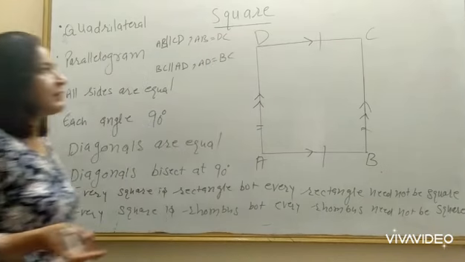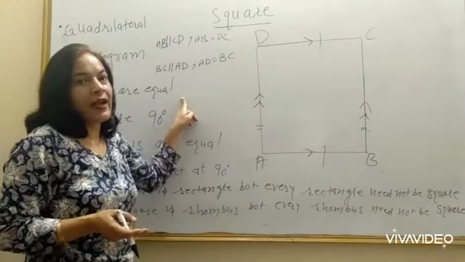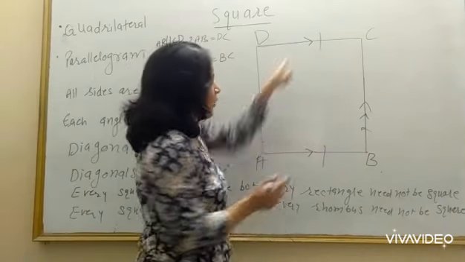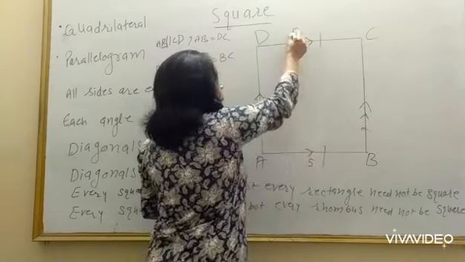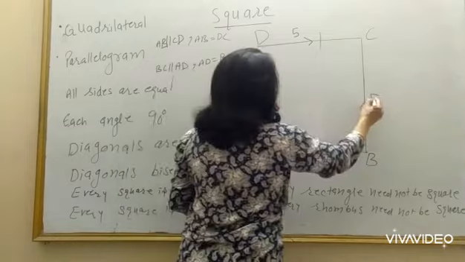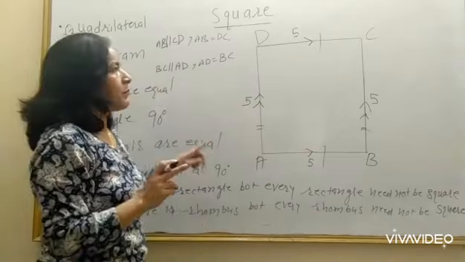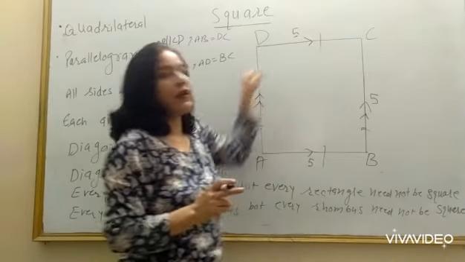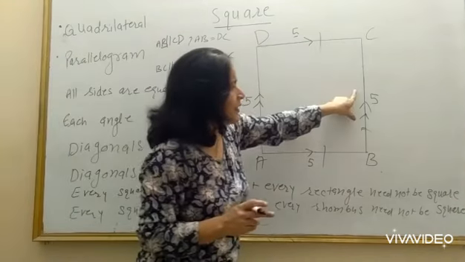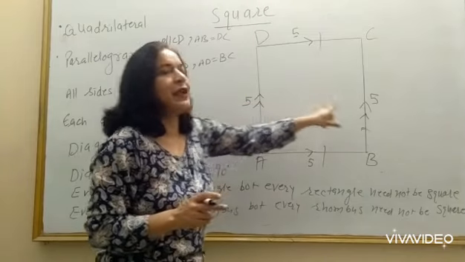But what is special? Satisfying the properties of a parallelogram, so it is a parallelogram, but the special thing is that all sides are equal. Opposite sides are equal means 5 and 5, suppose, and this is also 5 and 5, but all sides are also equal. Clear? AD is equal to BC, AD is parallel to BC.